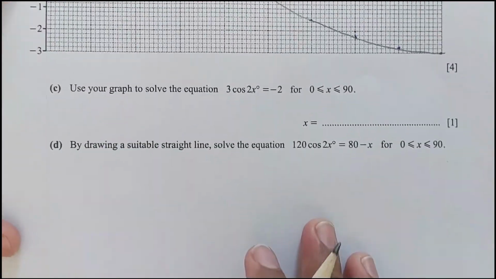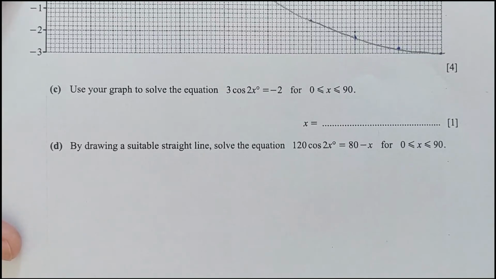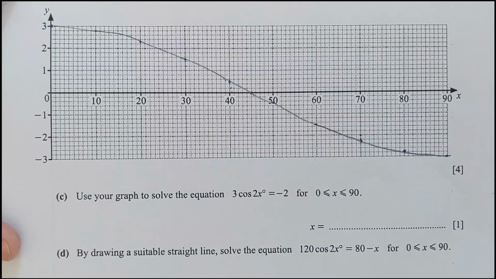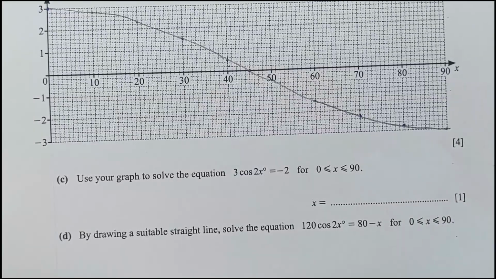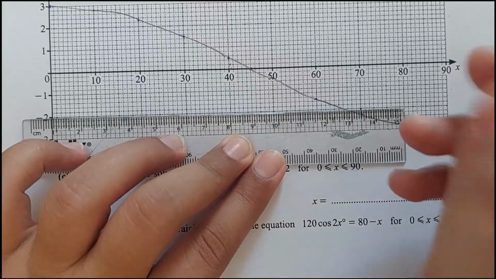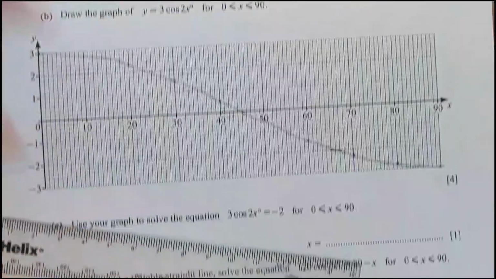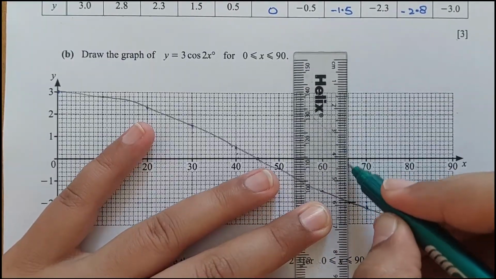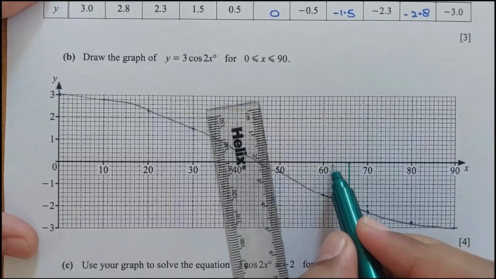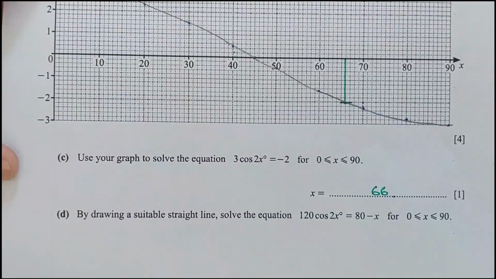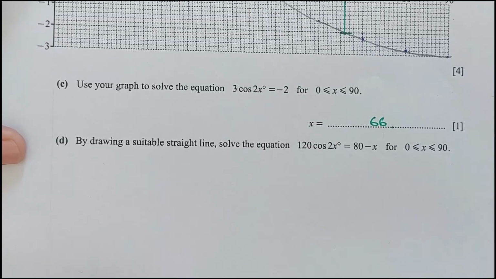That is the curve. Now for part C, use your graph to solve the equation 3 cos 2x equals negative 2 for x between 0 and 90 degrees. This would be equal to minus 2 when y equals negative 2. So what is the solution? Y equals negative 2. This is the point. That is the solution, and this is 60, 1, 2, 3, 4, 5, 6, 66. X is 66.